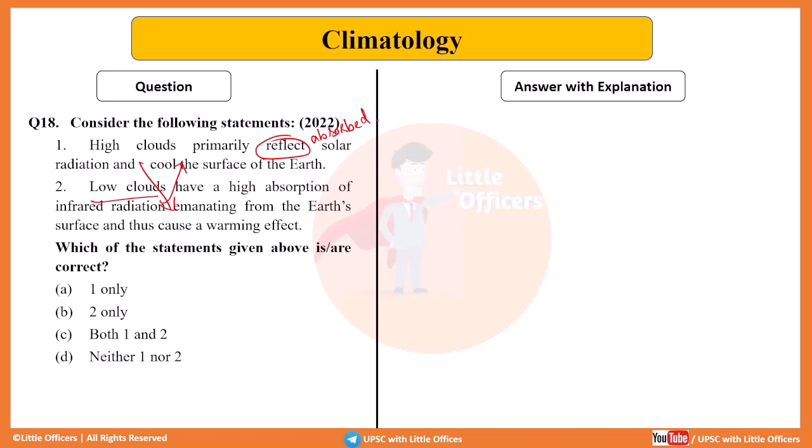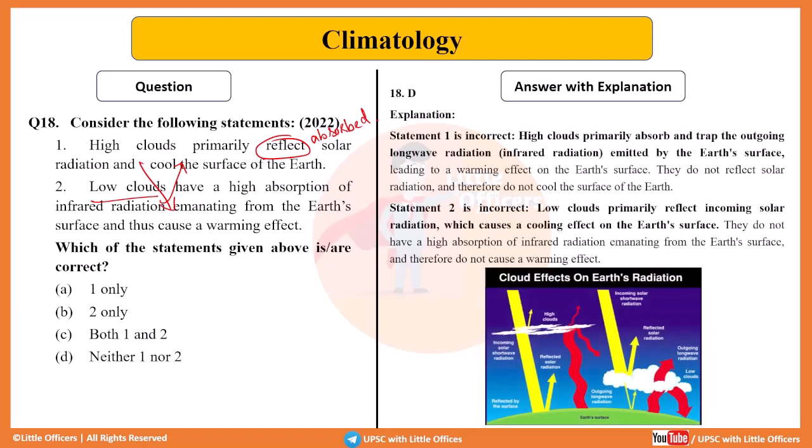So what is the correct answer? Neither one nor two. You can see that the high clouds have more absorbing capacity for the outgoing radiation, and they can turn it back. This could lead to global warming and the greenhouse effect. Whereas with the low clouds, when incoming short wave solar radiation is coming, it is getting reflected by them, and only a portion of it reaches the surface. They also do absorbing, but compared to this absorbing, reflection is more.